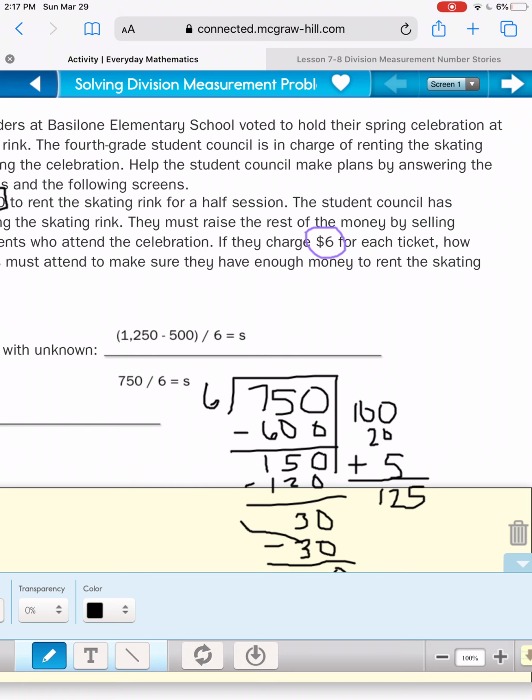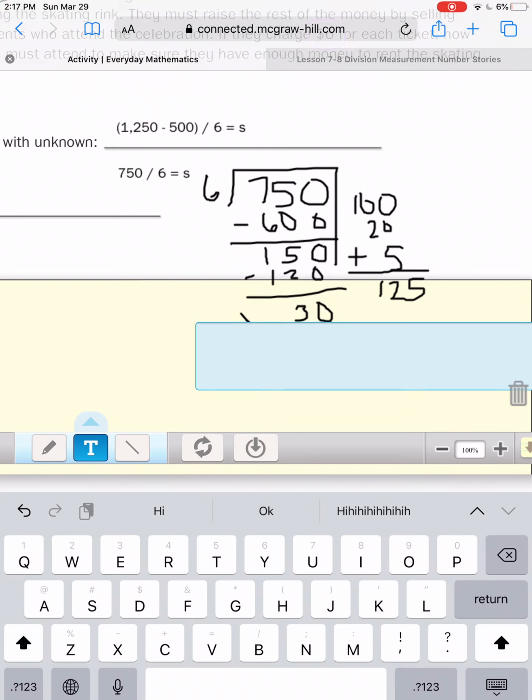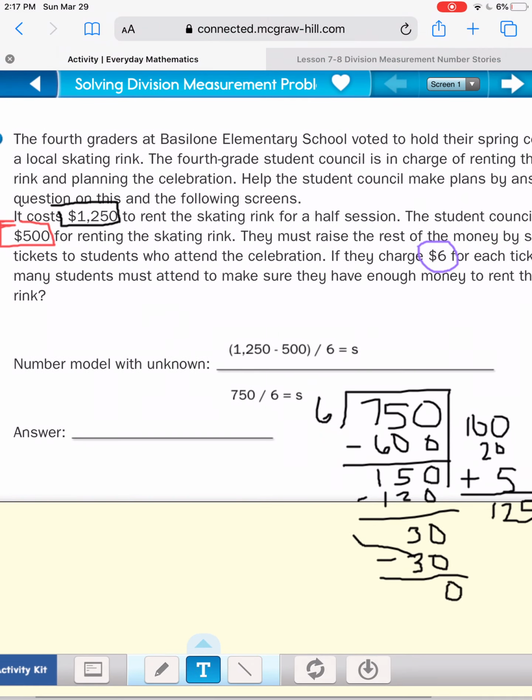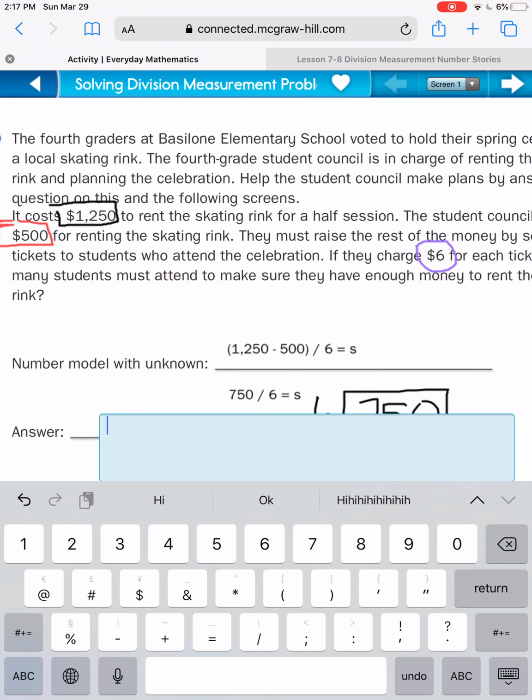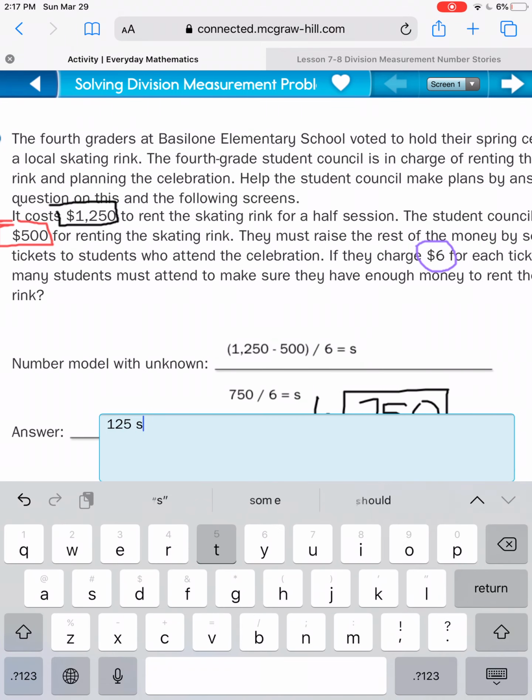So that means that 125 students must buy a ticket so they have enough money to rent the skating rink.